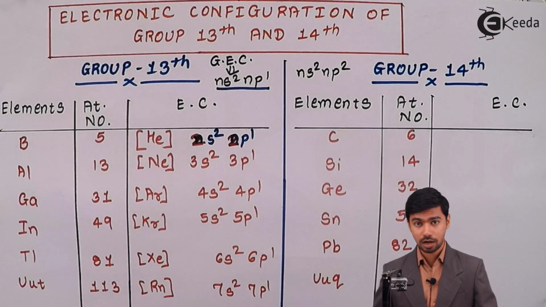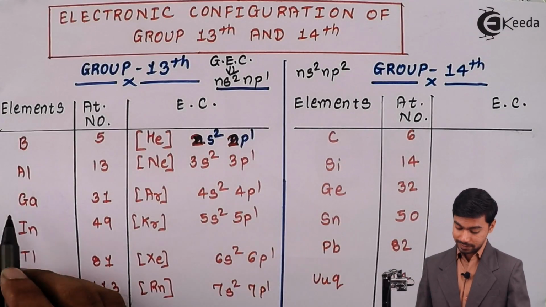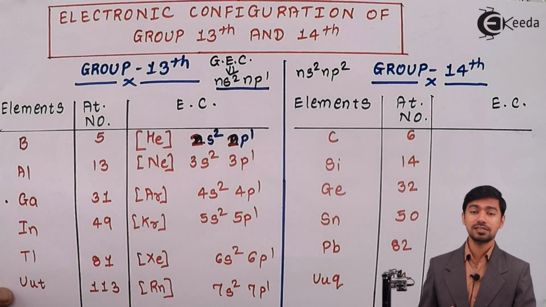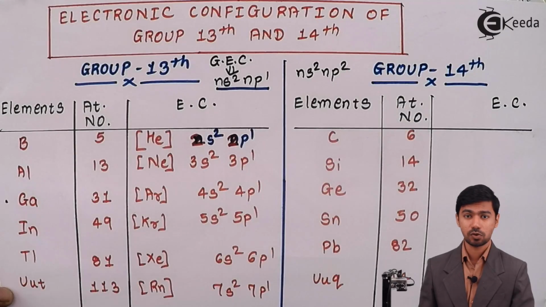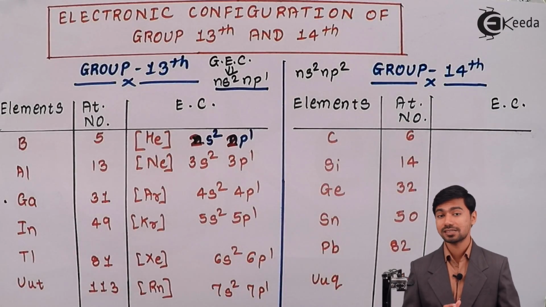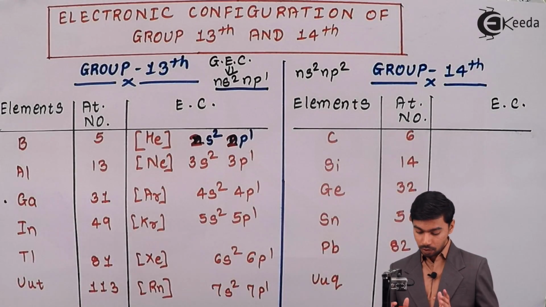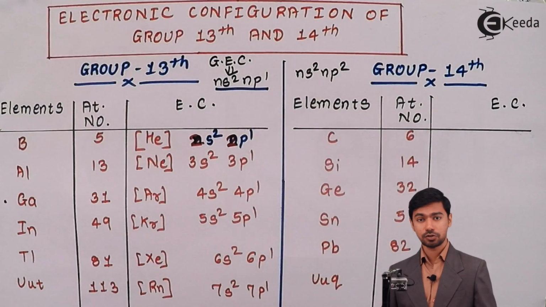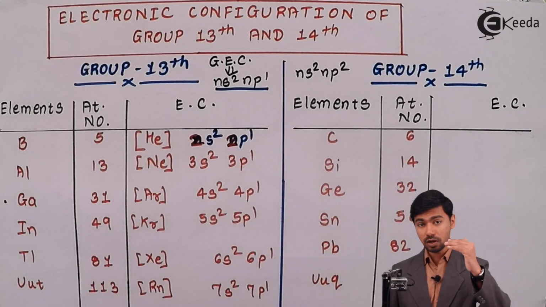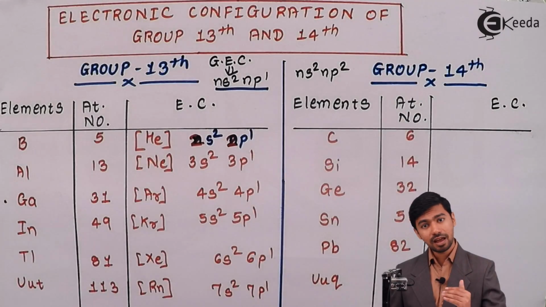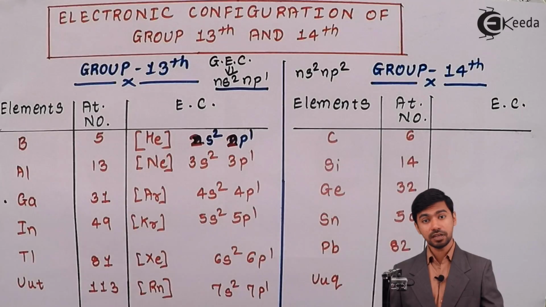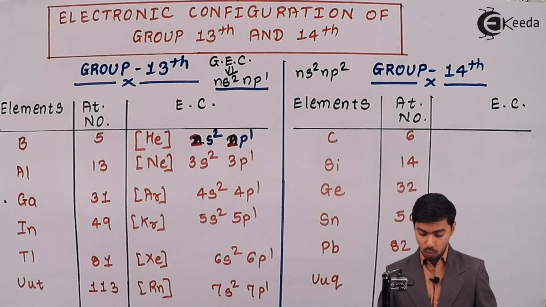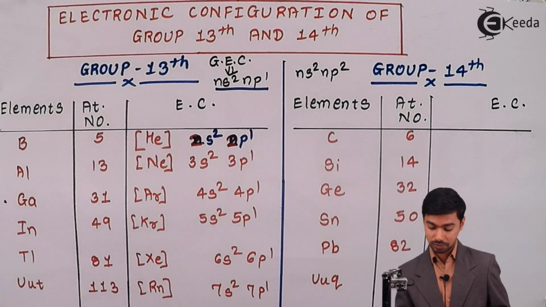Then what to do now? Because this gallium is in the 4th period, and from the 4th period onwards there are certain rules for the electronic configuration that we always have to remember. We can use the rule of condensed electronic configuration and general electronic configuration only up to the 1st, 2nd and 3rd periods. But from the 4th period onwards we have to make some modification in that rule. What are those modifications? Let us see now.